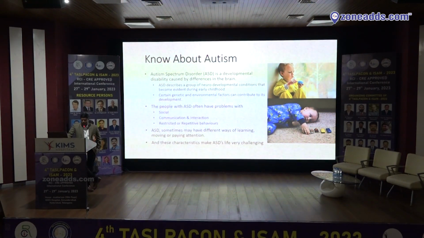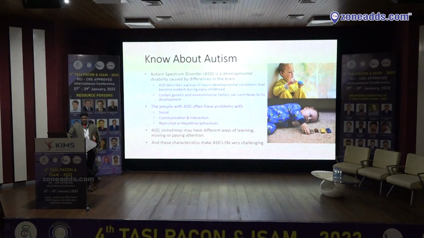People with ASD often have problems with social communication and interaction, and restricted and repetitive behaviors. We all know these three are the major aspects of autism. At times, ASD may involve a different way of learning. That's why we say autistic children are very smart in learning through different methods, not the general methods. They can't learn the way we all learn.